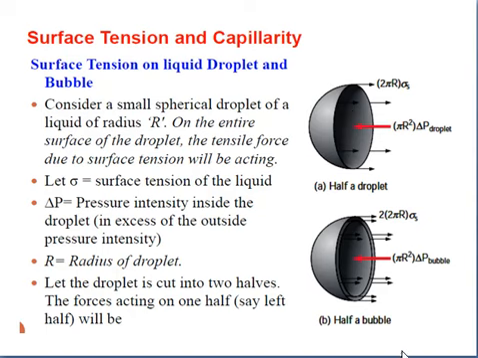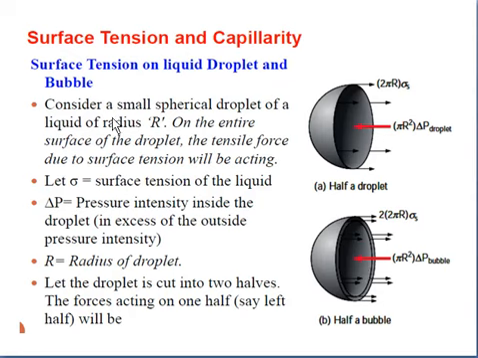But in case of the bubble, both the interior and exterior part are surrounded with air, atmospheric air. That's why there is a difference between the surface tension for these two categories, that is the droplet and the bubble.